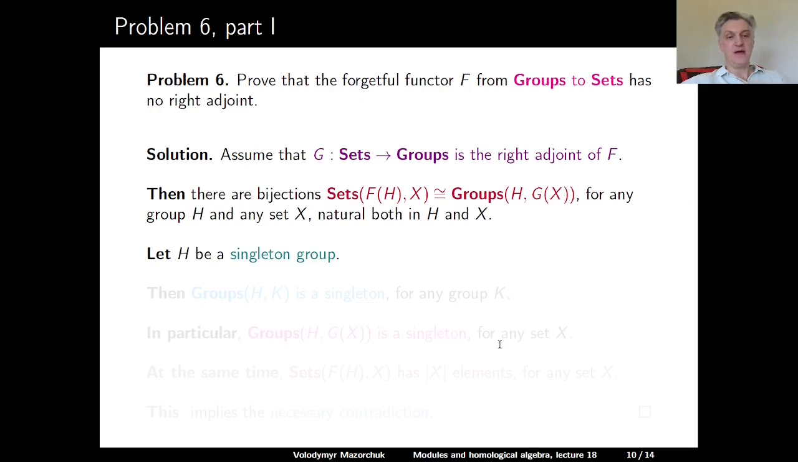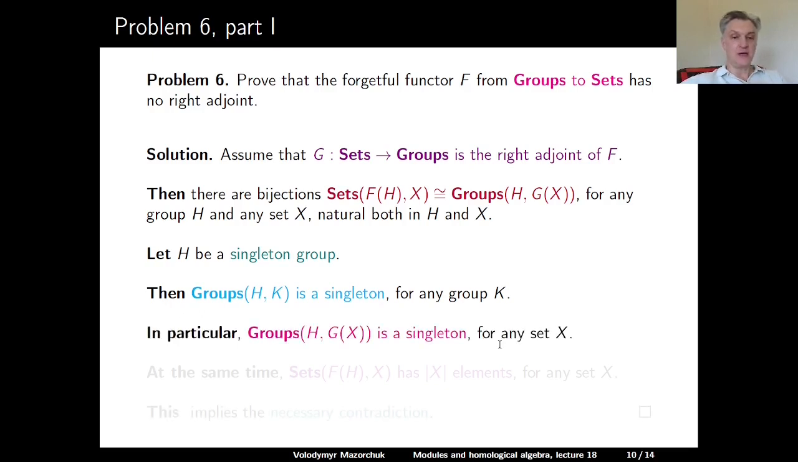So let H be a singleton group, so the trivial group. Then, of course, from a singleton group to any other group, we have a unique homomorphism, which is just the map which sends the identity in the singleton group to the identity in the other group. That is it. So the set of all group homomorphisms from H to any group K is a singleton for any group K. In particular, this is a singleton for any group of the form G of X, where X is a set.